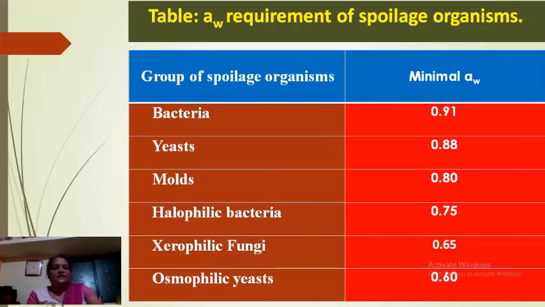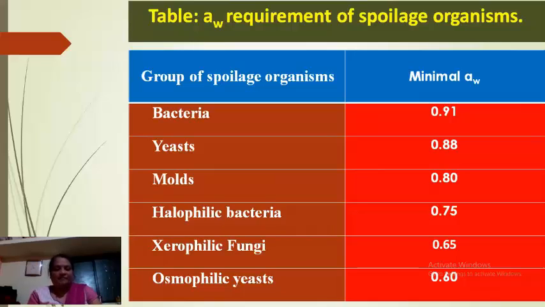The table here indicates the AW requirement of some spoilage organisms. You can see there are different groups of organisms and the minimum AW required for those organisms for their growth in the food. Bacteria require more moisture. Minimal AW for bacterial growth is 0.91. Yeasts can grow at an AW value of 0.88. Molds can grow at an AW of 0.80.